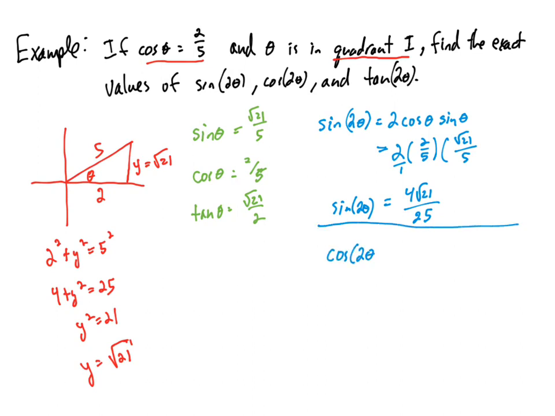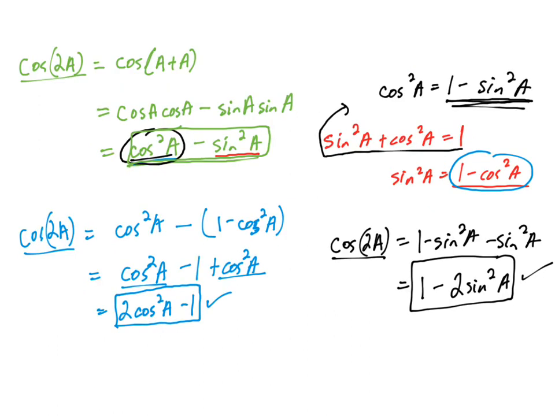Cosine of 2 theta, well, we have 3 different versions of the double angle formula for cosine. Looking back a few slides, we have this version, and this version. Now it doesn't really matter which one we use. They'll all give us the exact same value. So why don't I just show what would happen if we use the first two, and we'll see that we get the exact same value here.